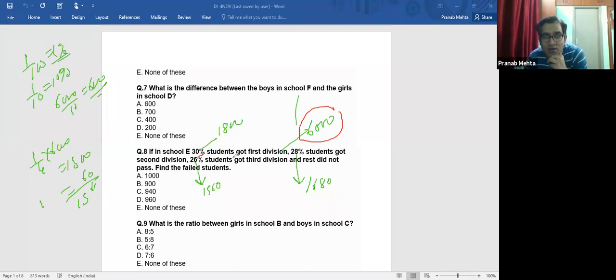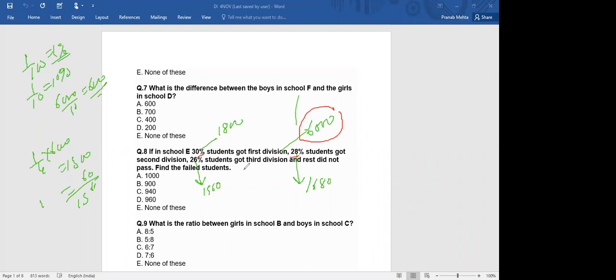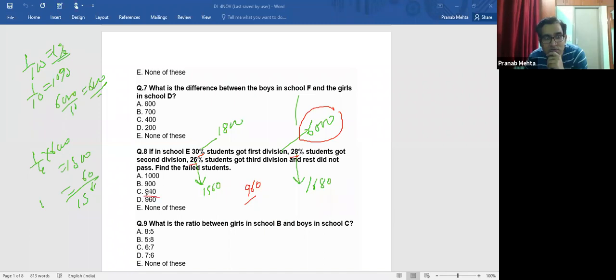Just 30% plus 28%. 30 plus 28 is how much? Tell me fast. 58, sir. So plus 26, we'll get 84. So 100 minus 84 is 16. So 16% of 6,000 is 960. That's all for this question.